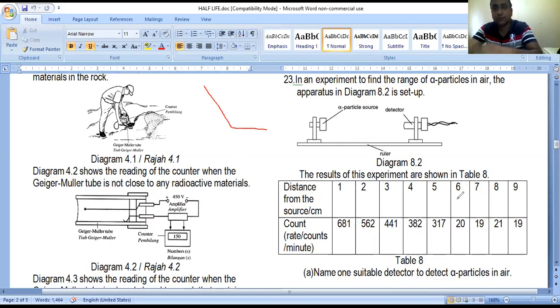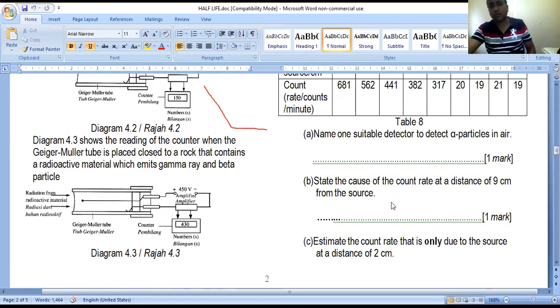After 5 cm, you only detect background reading. The background reading fluctuates because it depends on the material that emits radiation, but it will not vary much, 20, 19, like that, so some sort of average value will be there. That means alpha particle can only travel 5 cm maximum for this experiment. So the cause of the count rate at a distance of 9 cm is background reading, or background radiation.